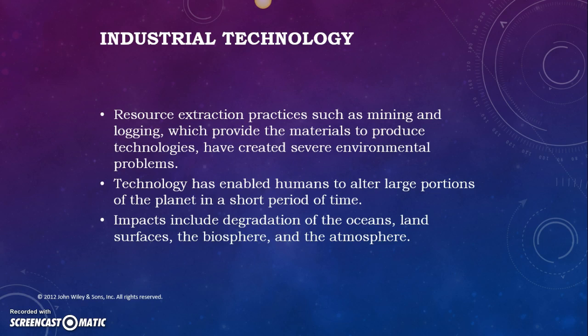Technology has enabled humans to alter large parts of the planet in a very short period of time, and it allows us to alter our environment to make it livable. But with that alteration, there's always a cost, right? Those costs include degrading the oceans. That means there's more trash in the oceans, there are dead zones, and the oceans are heating up. Land surfaces would be things like desertification, for example.